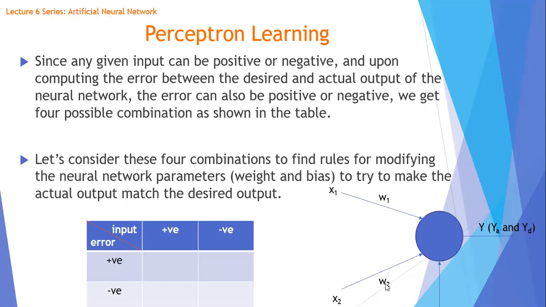For the time being, to start off, we're going to consider only the weights. We will not be considering theta, just to simplify the analysis initially. Then as we go along, we're going to see what we need to do with theta as well. So let's consider these 4 combinations to find rules for modifying the neural network parameters, the weight and bias, to try to make the actual output match the desired output. The aim here is to make these two become equal, so your actual value equals your desired value, so that your error becomes close to 0 or 0 itself.